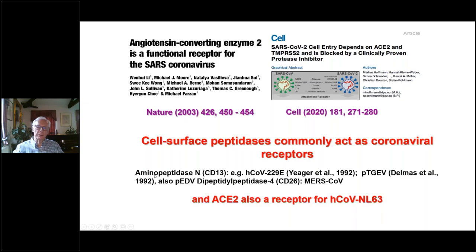So, for example, aminopeptidase N, or CD13, was known almost 20 years ago to be the receptor for the human coronavirus 229E, and also a receptor for two porcine coronaviruses. And dipeptidyl peptidase 4 is the MERS coronavirus receptor. And as it happens, ACE2 is also a receptor for another coronavirus, NL63.